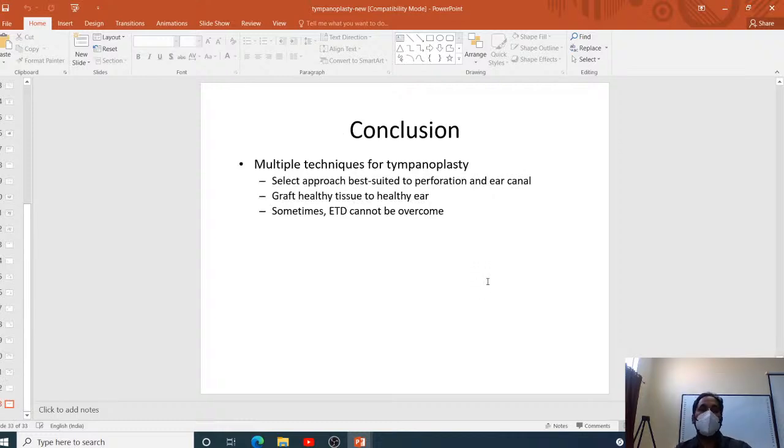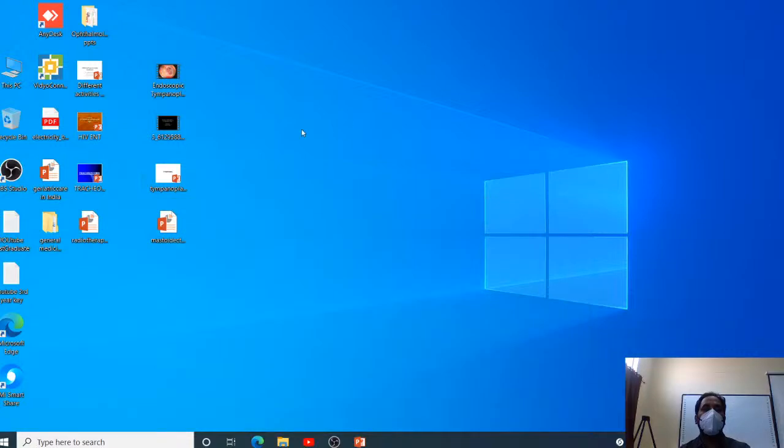And in conclusion, there are multiple techniques for tympanoplasty. The best should be selected based on the perforation and patient condition, and a healthy graft should be taken. Okay. So this is in brief about tympanoplasty. Now I'll show you a small video of tympanoplasty.